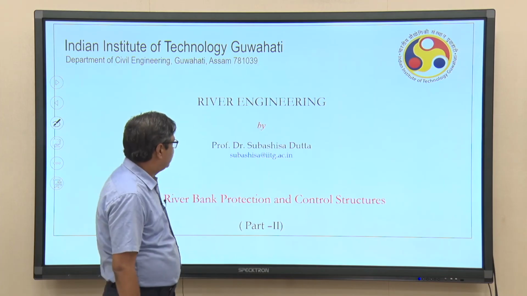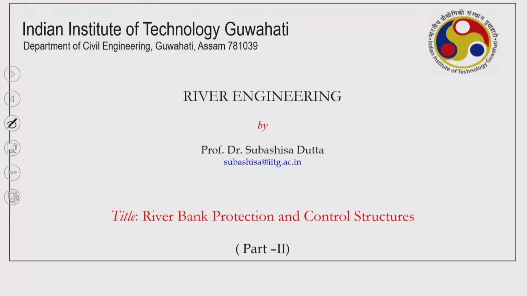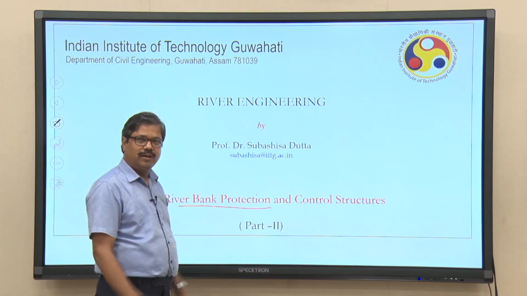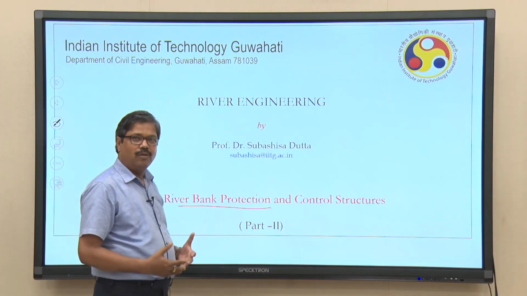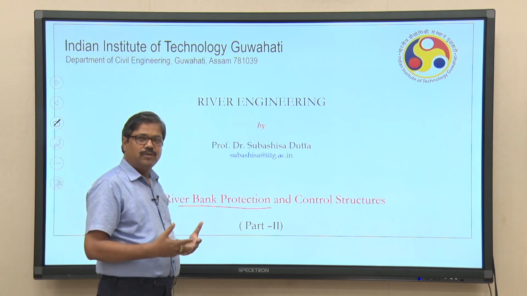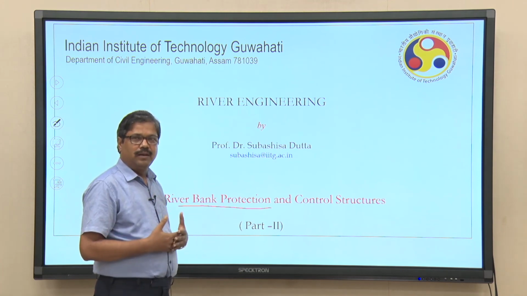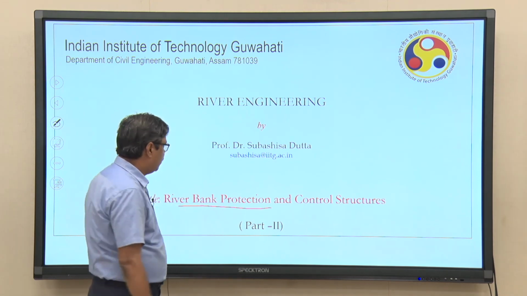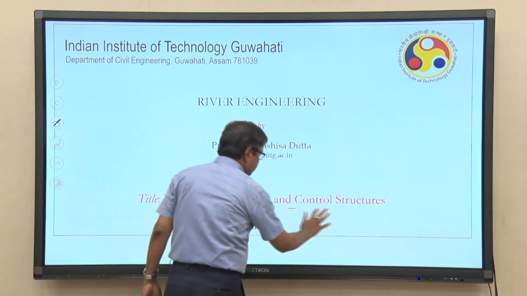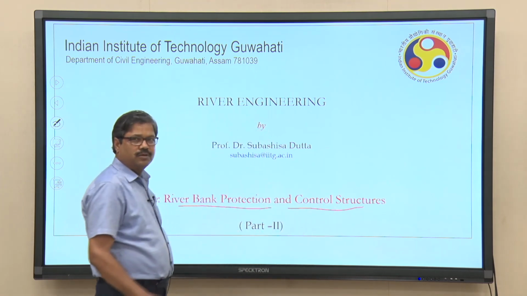Let us go for the next lectures on riverbank protections and the control structures. This is the second part of riverbank protections. As we discussed in the last class about river revetment, today we will talk about the spur, permeable spur, impermeable spur, and how we can decide the layout of the spurs.